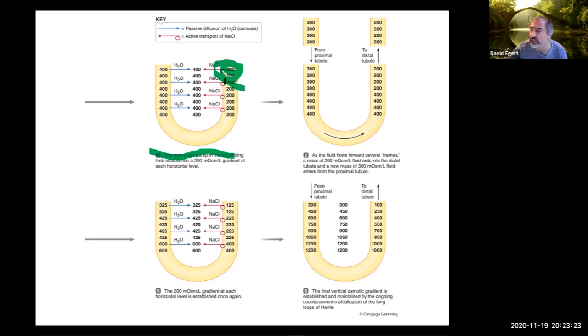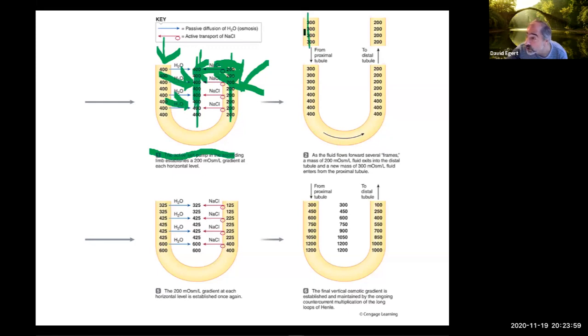This is the ascending limb pumping out. So it can pump to a 200 milliosmolar difference. Remember, it was 300 everywhere when we started. Now it's 200 in here and it's 400 out here, because we just pushed all that sodium out. And as soon as it's 400 out here, water is going to leave the descending limb because of osmosis, because this is permeable to water.